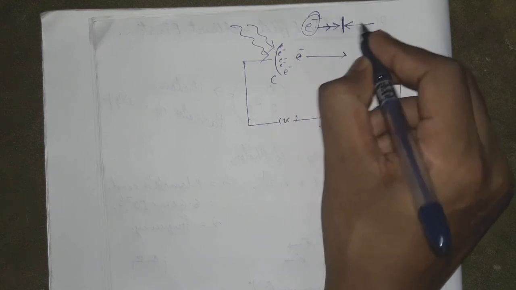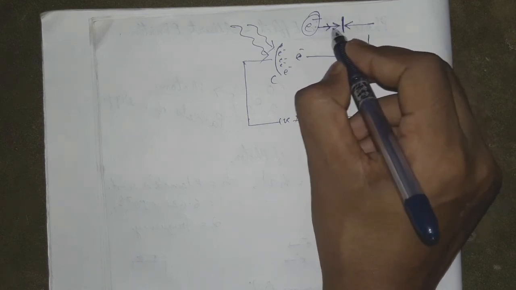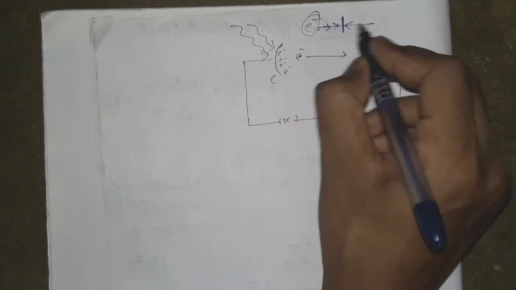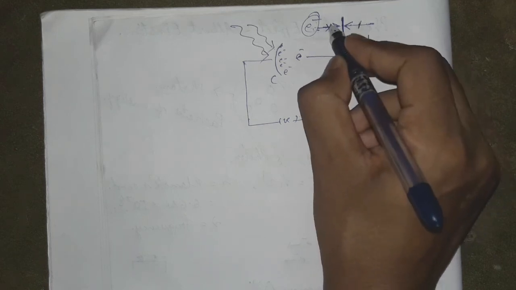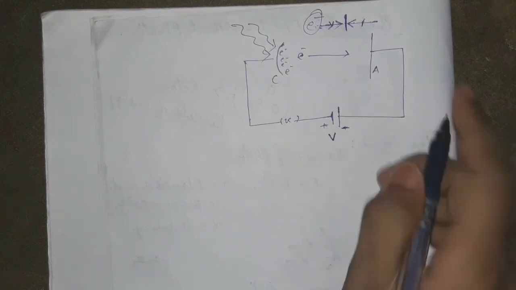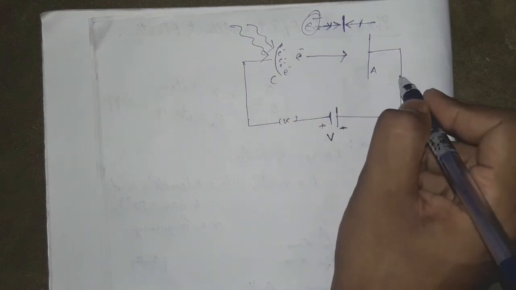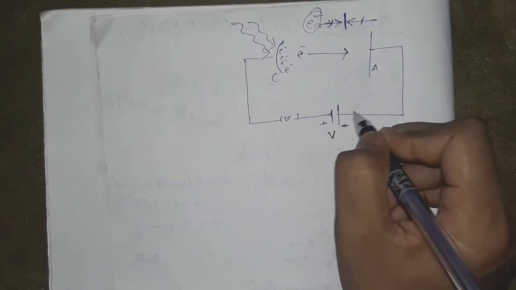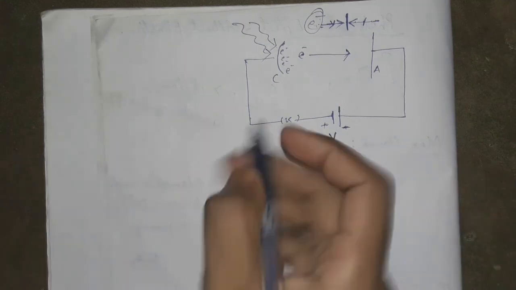Since this object is not moving, it is stopped, that means this energy is equal to this energy. So when we apply a negative potential here, at a certain point the movement of the electron will stop, and that potential energy will be the kinetic energy of the electron.